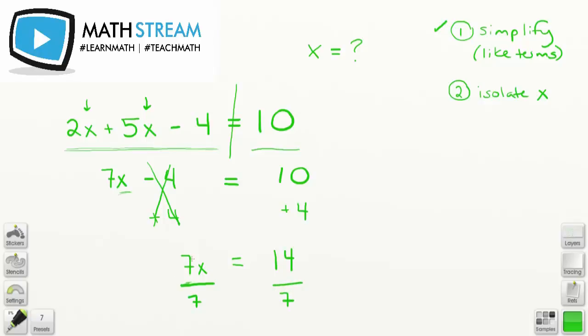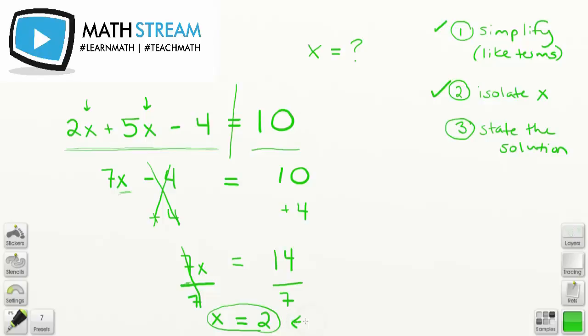7 divided by 7, that's 1x, right? It's like having 1 suitcase left over. We just have 1x. And what is 1x equal to? 14 divided by 7 is 2. So in this case, we have found that x equals 2. Have I completed step 2? Yes, I isolated x. And then the last step is always just to state the solution, which I've already done. I have stated here that x is equal to 2.